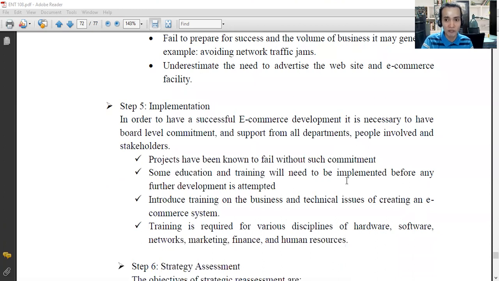Next, step 5, implementation. In order to have a successful e-commerce development, it is necessary to have board-level commitment and support from all departments, which are the people who are involved and the stakeholders in a particular organization. Projects have been known to fail without such commitment. Some education and training will need to be implemented before any further development is attempted. Introduce training on the business and technical issues of creating an e-commerce system, and training is required for various disciplines of hardware, software, networks, marketing, finance, and human resources.